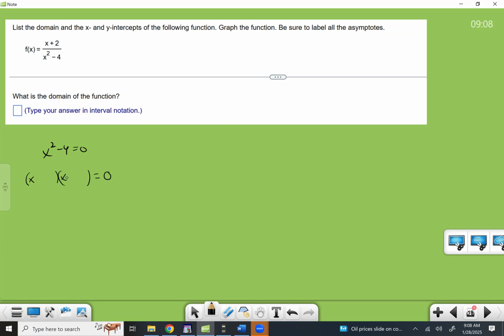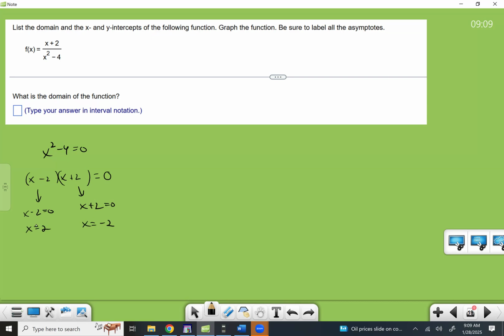So x times x is going to get us the x squared, and a -2 times a +2 is going to get us the -4. So when we set each piece equal to 0, it's just going to change the sign because you have to do the opposite, right? If it says -2, we add 2. If we set x plus 2 equal to 0, it should get us a -2 because we had to subtract it to get it over to the other side.